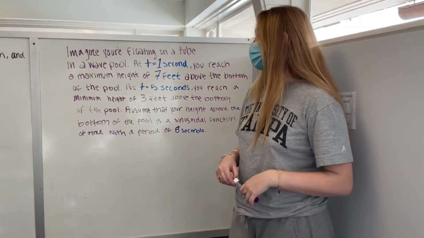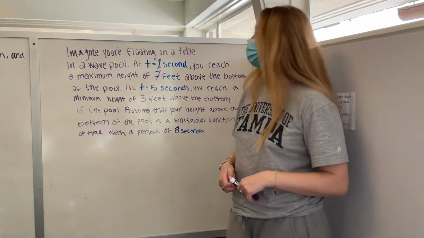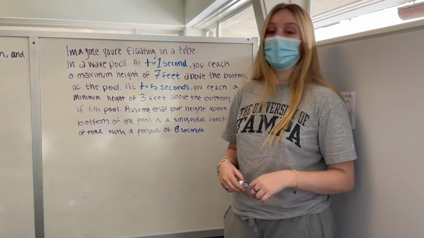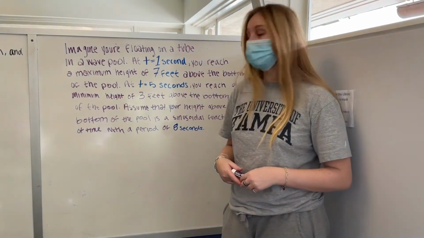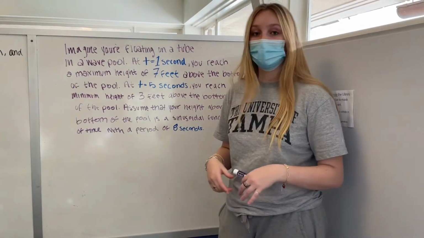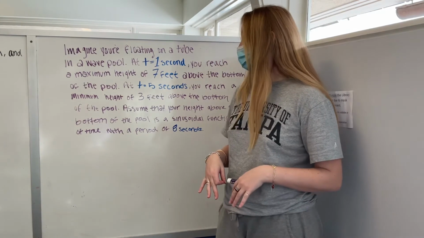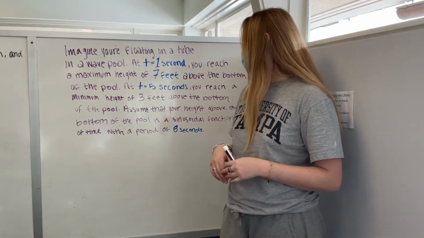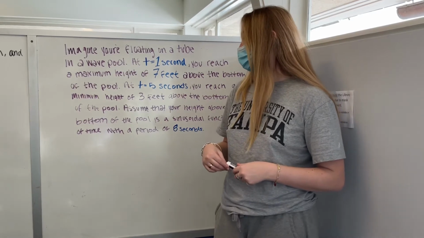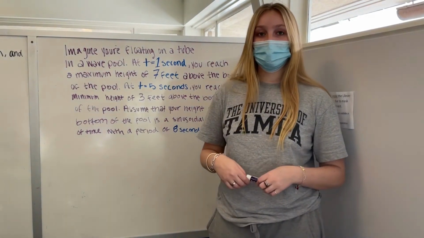Imagine you're floating on a tube in a wave pool. At t equals 1 second, you reach the maximum height of 7 feet above the bottom of the pool. At t equals 5 seconds, you reach a minimum height of 3 feet above the bottom of the pool. Assume that your height above the bottom of the pool is a sinusoidal function of time with a period of 8 seconds.